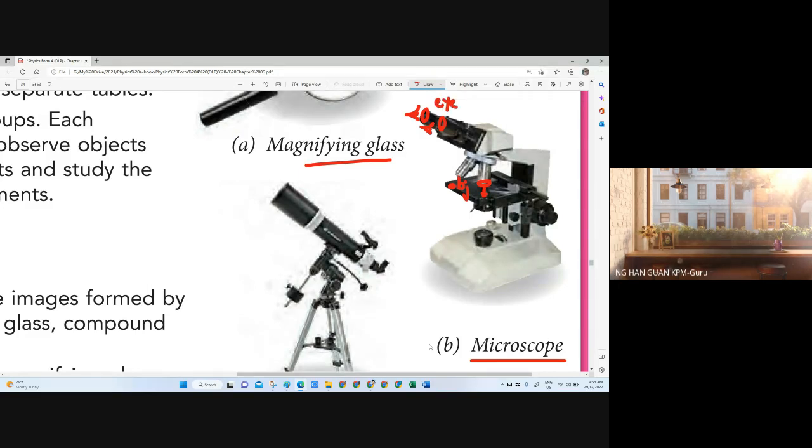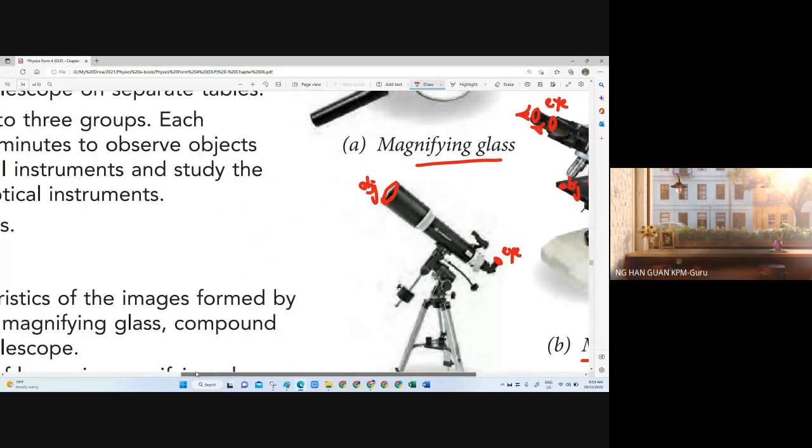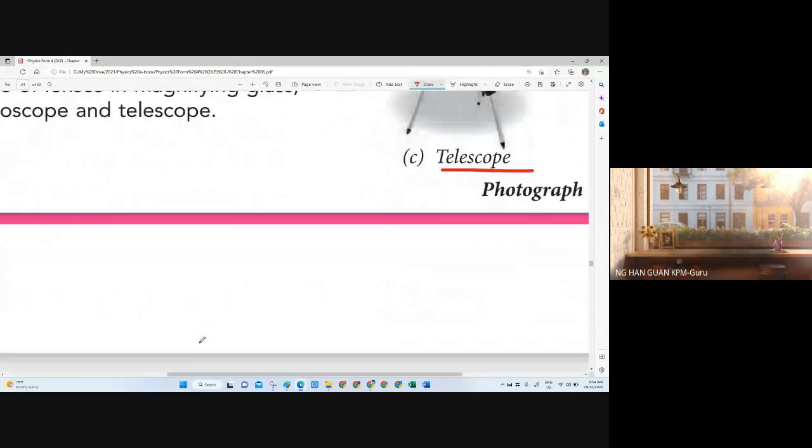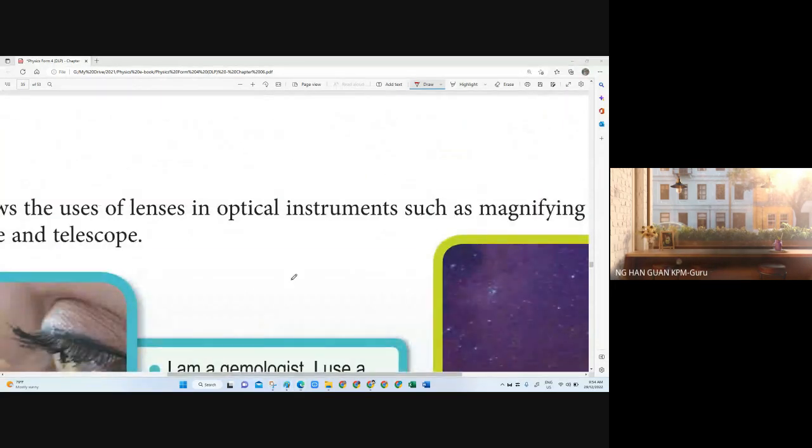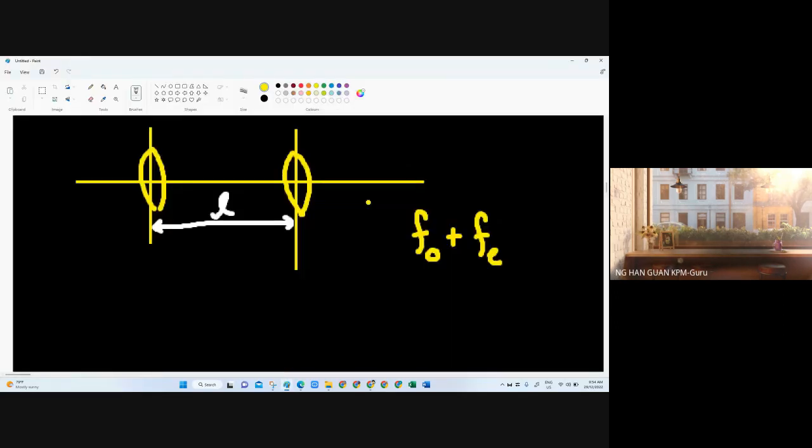Same with this one. We have the lens here facing the object, so this is the objective lens. And here we put the eyes, so this is the eyepiece lens. So that is the understanding of these two lenses. The length between the lenses, we're going to compare with FO plus FE.